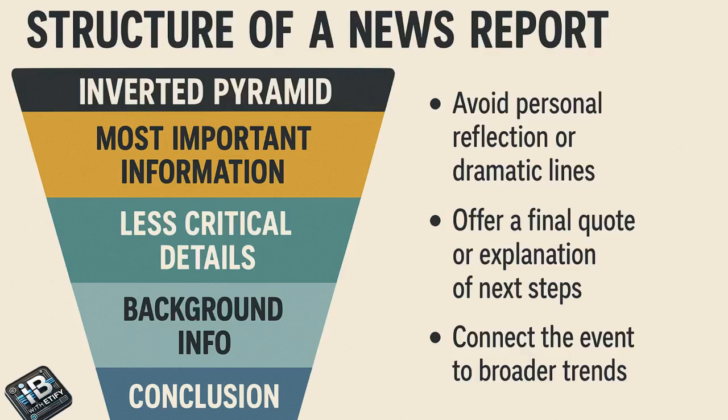The structure of a news report is often compared to an inverted pyramid. This means the most important information comes first, and the less critical background or additional details follow. This format allows editors to cut a story for length from the bottom up, without losing essential facts. The conclusion of the report can offer a final quote, explain what might happen next, or link the event to broader trends. But avoid personal reflection or dramatic closing lines. This isn't a movie script, it's journalism.